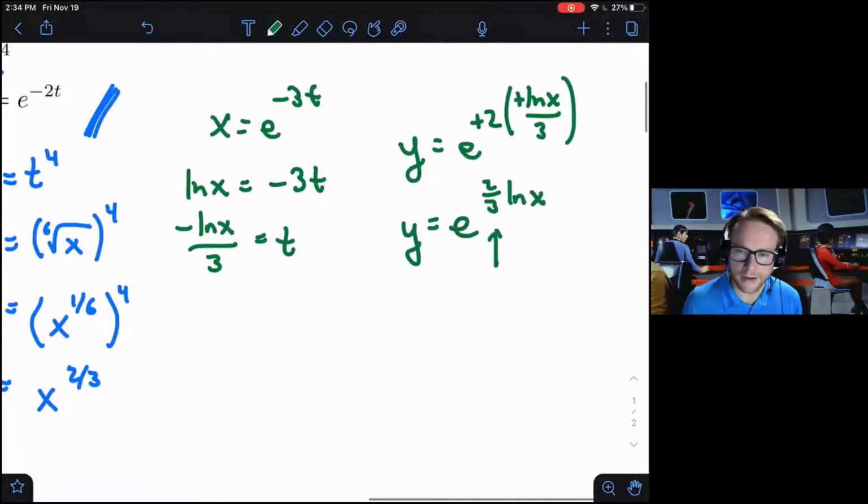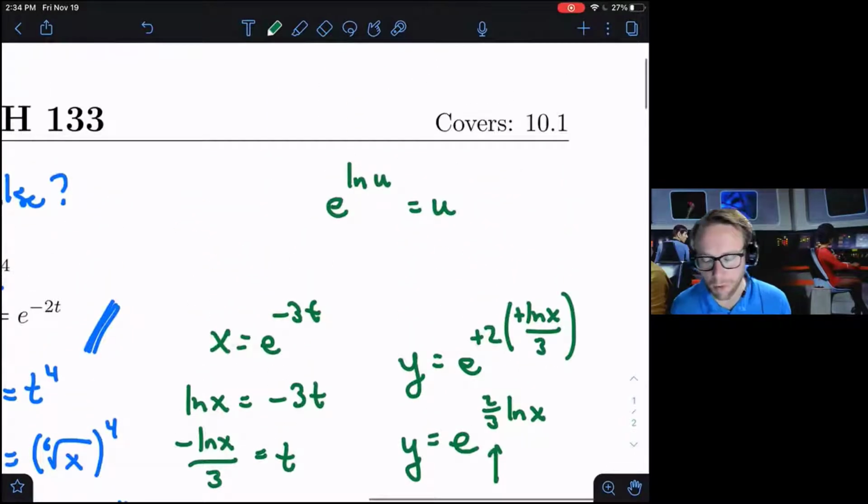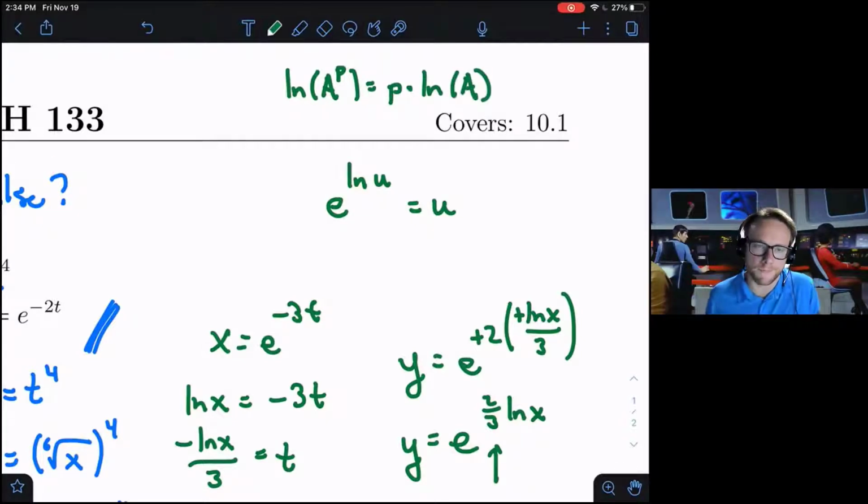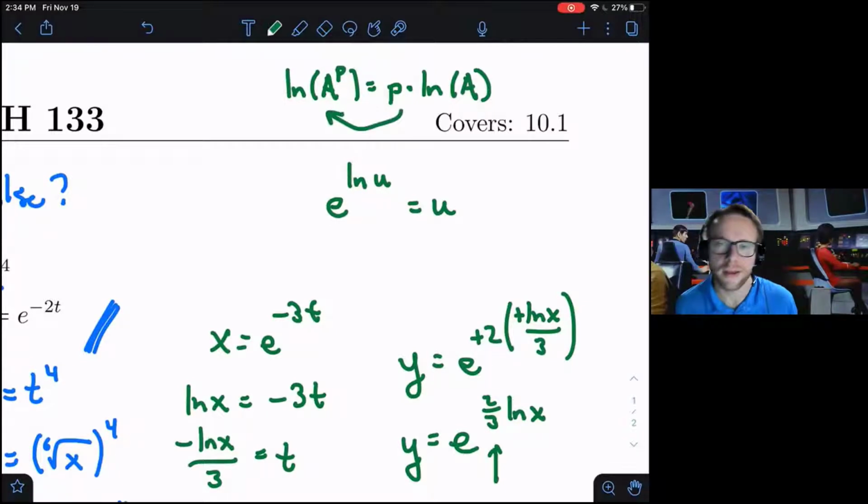And to that end, thinking back to our chapter 6, there's a way to move that 2/3. This was called the power rule for logarithms. Let's write it up here. The natural log of a to the p is equal to p times the natural log of a. And remember, when this first came up in your algebra class, I don't remember what you were using it for, but primarily, we always went like this in this class.